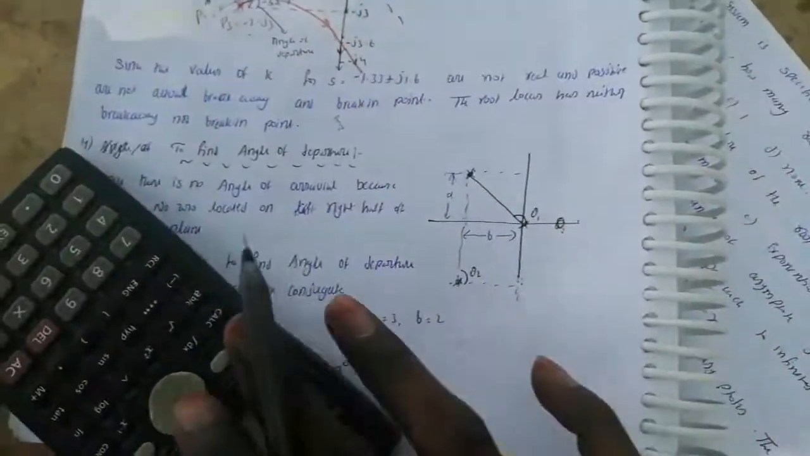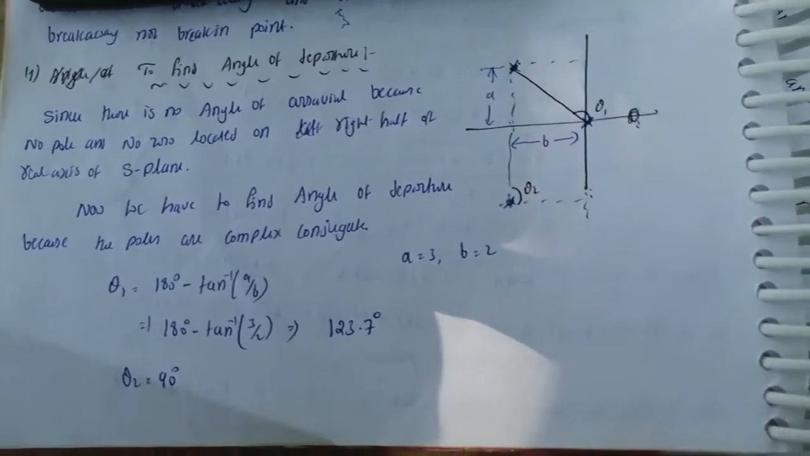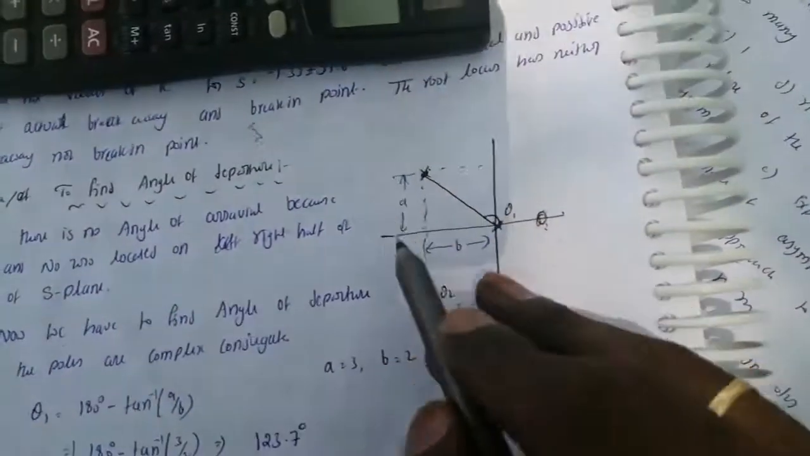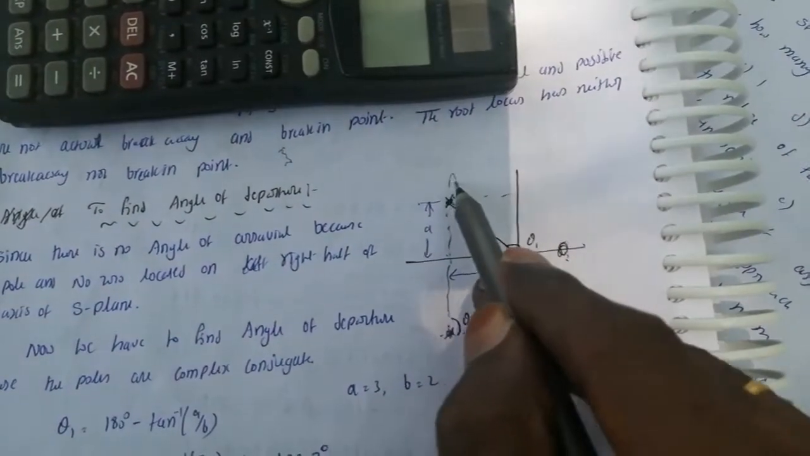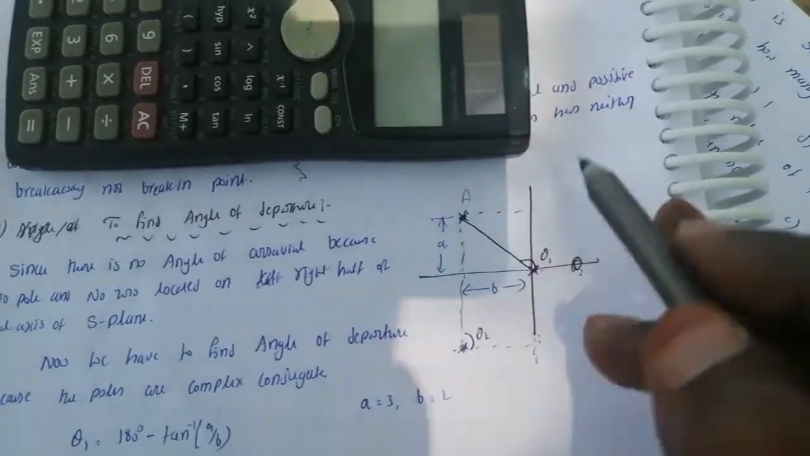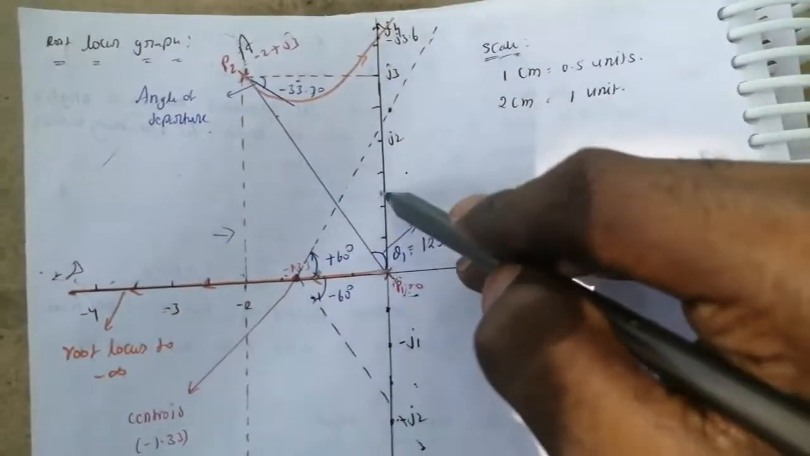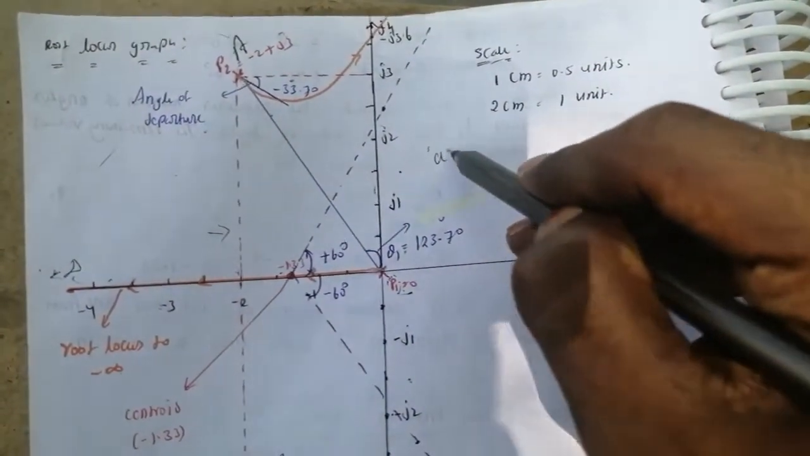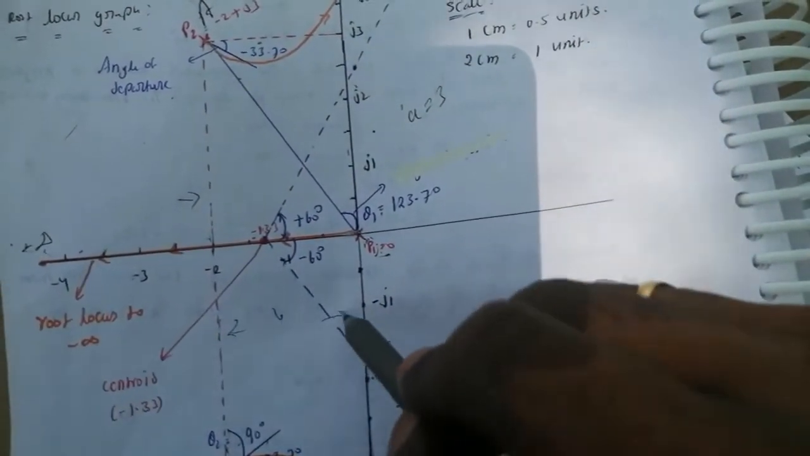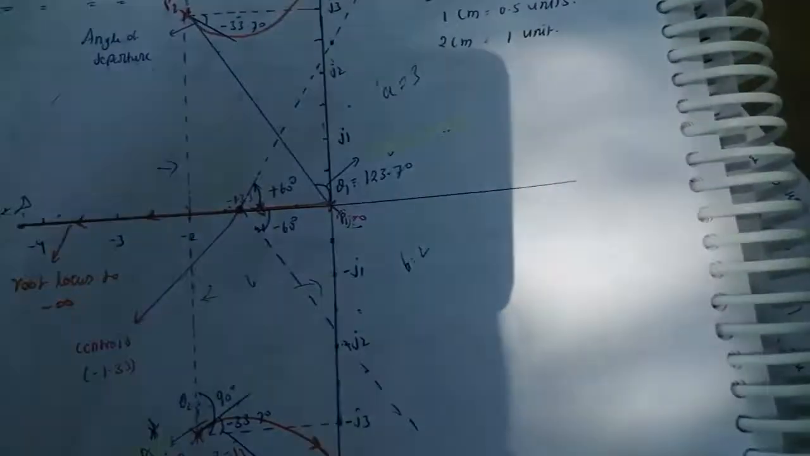How can we find the theta 1 value? From this equation: 180 degrees minus tan inverse of A by B. How can we find the A value and B value? See here, the distance between this A and the real axis is called A. The distance between this line and the origin is B. In the graph you can observe that from here to here there is 1, 2, 3, so there are 3 units, so A equals 3. Next we see the real axis, this is the B value here, 1, 2, so B equals 2. So this is the way of finding A and B.